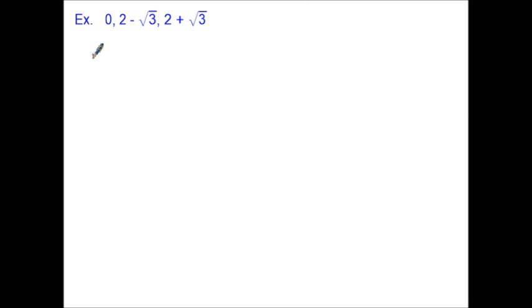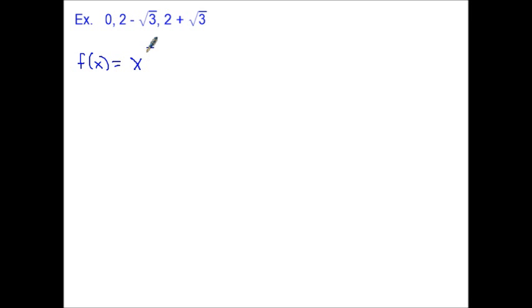Alright, now this one's a little more interesting. I've got 3 zeros, just like the last one, although they have much messier looking zeros. I could have written this as 2 plus or minus root 3, but I was trying to stress a point about this, and here it is. The 0, of course, would come from just an x by itself. I could write x minus 0, but I think that's kind of silly.